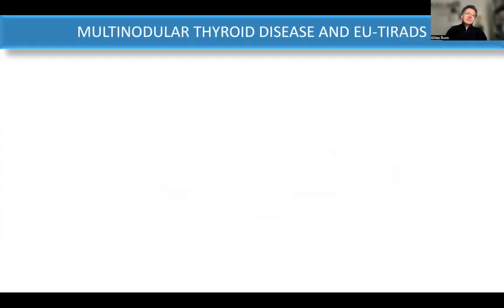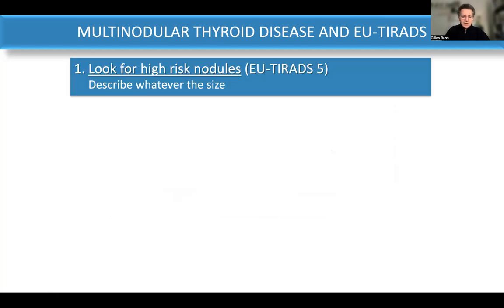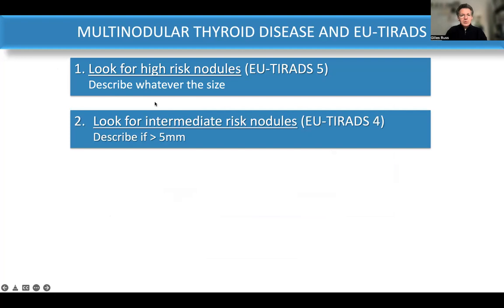So in real life, we're really dealing with multinodular thyroid disease rather than with single nodules. And here the EU-TIRADS 5 is very useful. Here, what you have to do is start by looking for nodules of high risk, EU-TIRADS 5, and then you will describe them whatever their size is. Then you look for intermediate risk nodules, EU-TIRADS 4, and you describe them if they measure more than 5 millimeters.